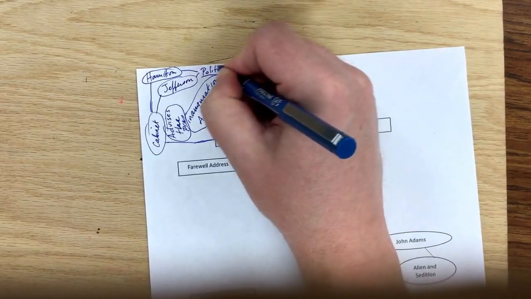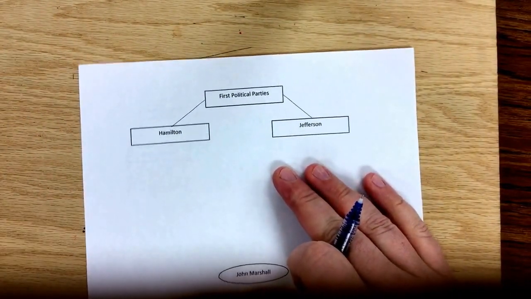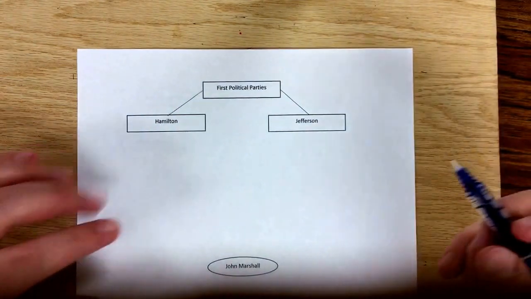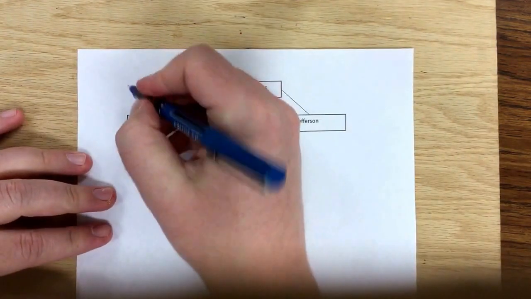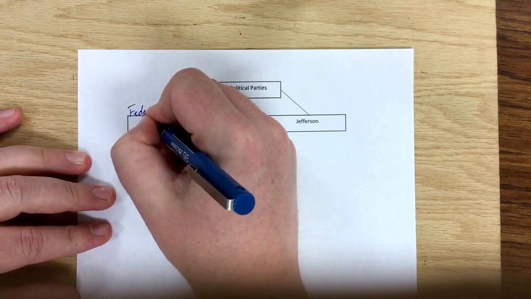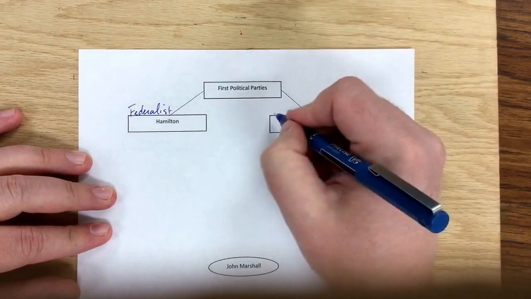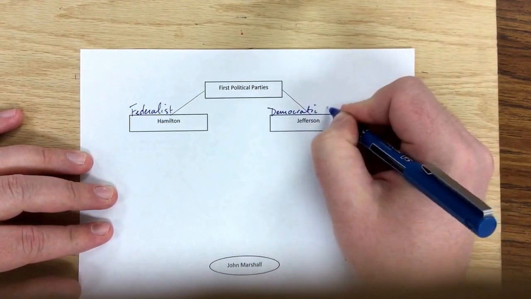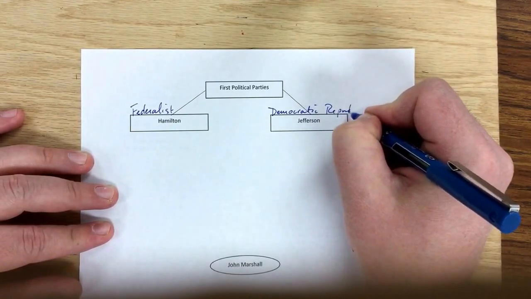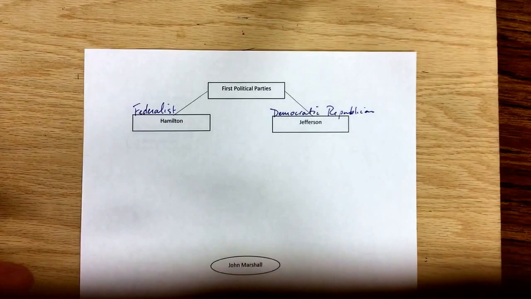Now, speaking of political parties, on the back of your notes here, we have the first political parties, Hamilton and Jefferson. Hamilton started the Federalist Party, and Jefferson started the Democratic Republican. Federalist and Democratic Republican.